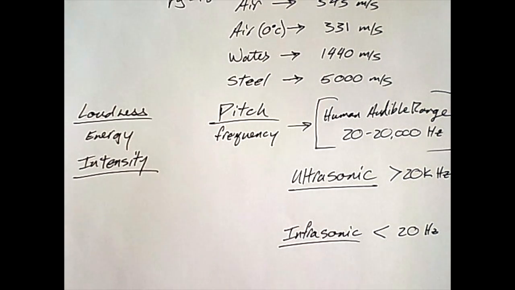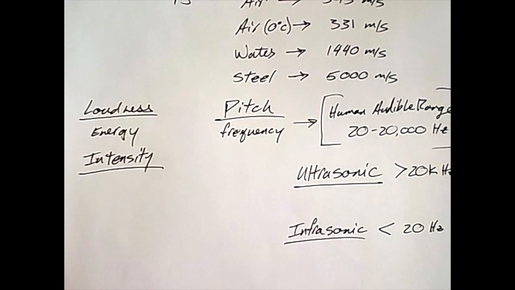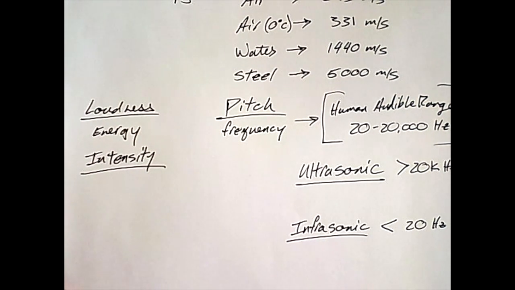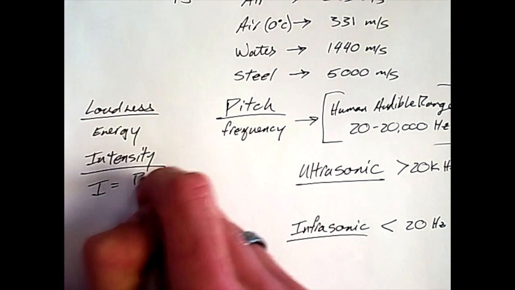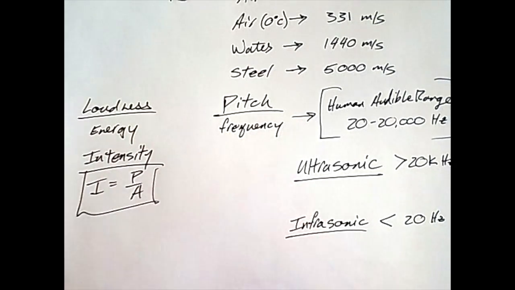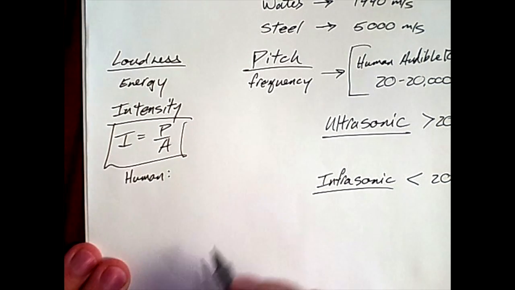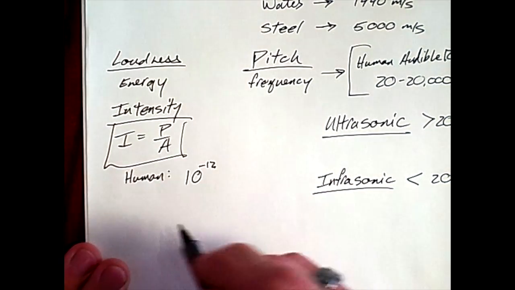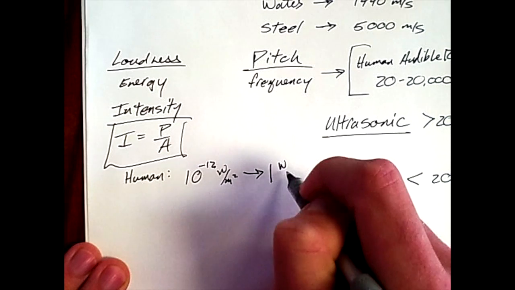The problem is, of course, we know that intensity is a quadratic relationship based on distance. It's inversely proportional to the radius squared. We've already talked about this. So intensity has an odd range when it comes to human beings because of factors that relate to that proportionality. So in intensity, where I is power over area, which we've already written down once or twice, the human audible range for intensity is from 10 to the negative 12th watts per meter squared to 1 watt per meter squared.